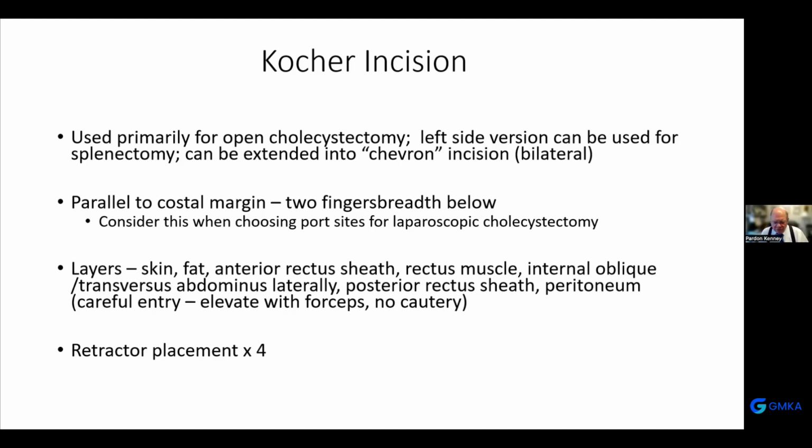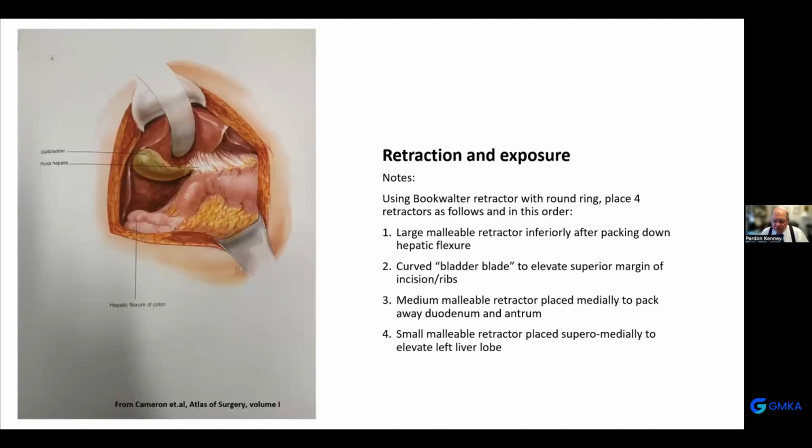And there's a picture here in this next slide of where you might place your retractors for this. This came out of a very good atlas that actually is now almost 30 years old from John Cameron, who was the chair of surgery at Johns Hopkins. And this just kind of shows you where you would place the retractors for exposure to get to the gallbladder. We use a device called a Bookwalter retractor, which is essentially a circular ring that goes around the incision, and then you can clamp these retractors onto the ring.